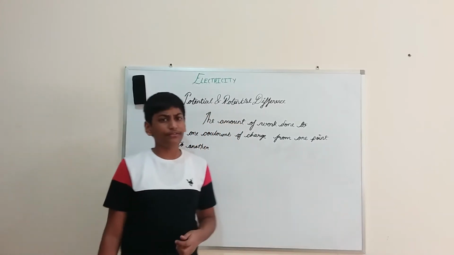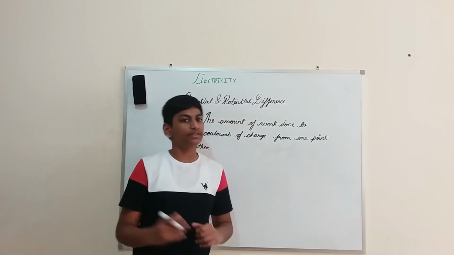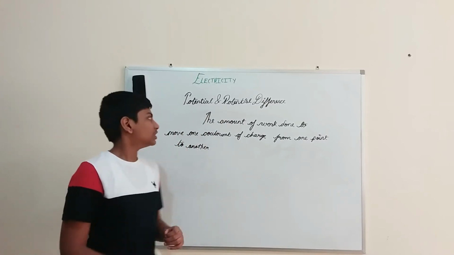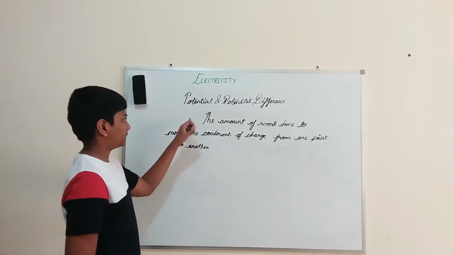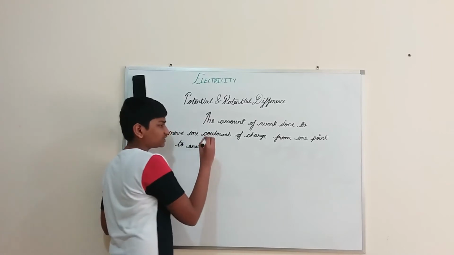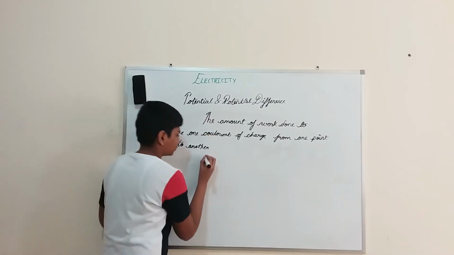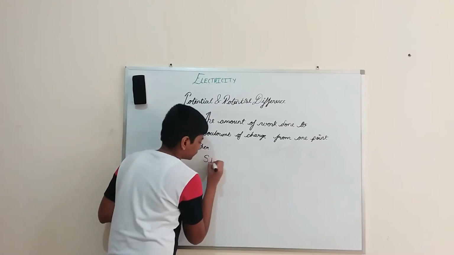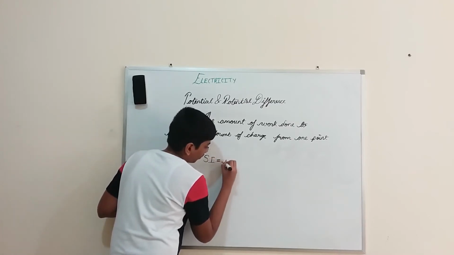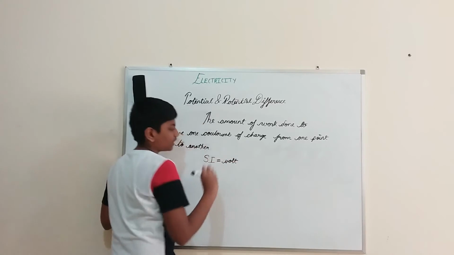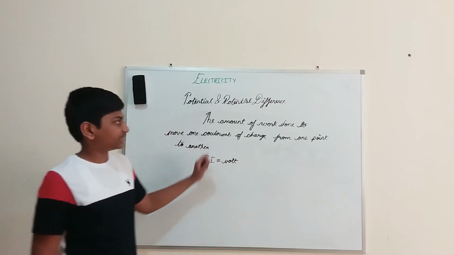So for deriving its formula, before deriving it, we will learn the SI unit of them. The SI unit of potential and potential difference is nothing but volt. So now we will just derive its formula.